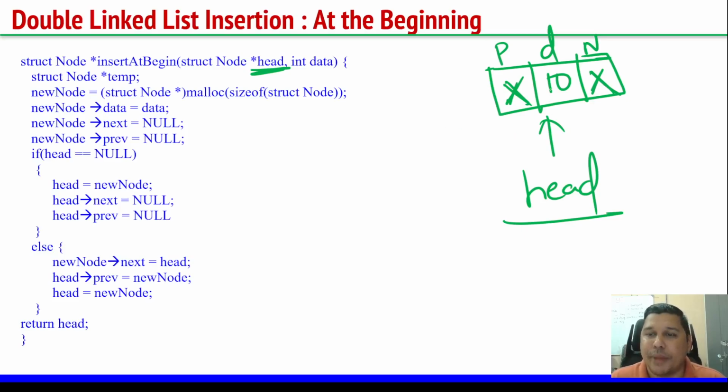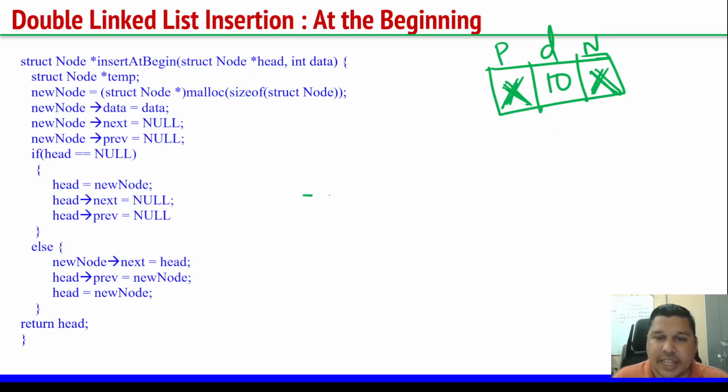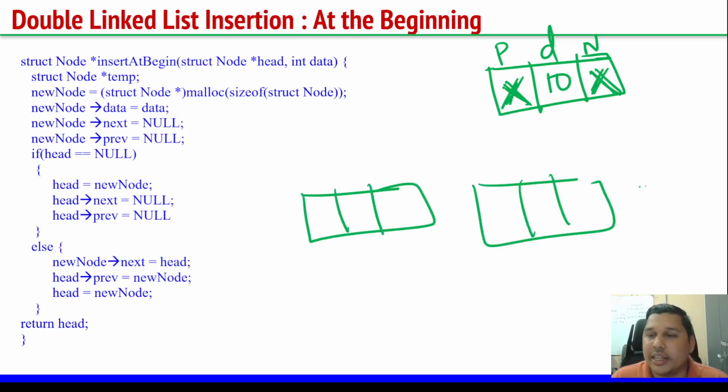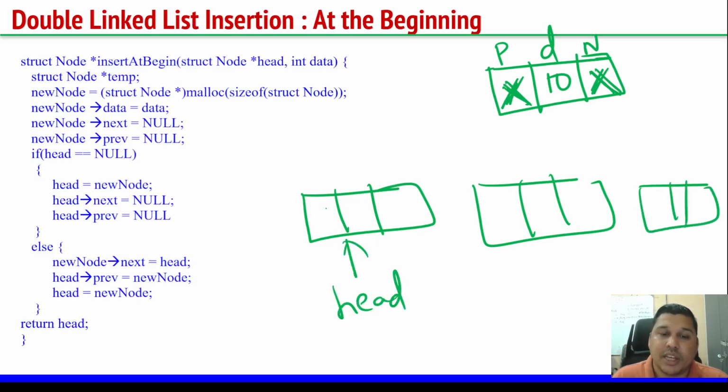For that, you have to make this the head and make sure both pointers are null. If not, assume there exists some big list like this. There are some elements already in the list, and this is your head pointer. Here this will be null and this will be pointing to front. Here we have elements 20, 30 and so on.